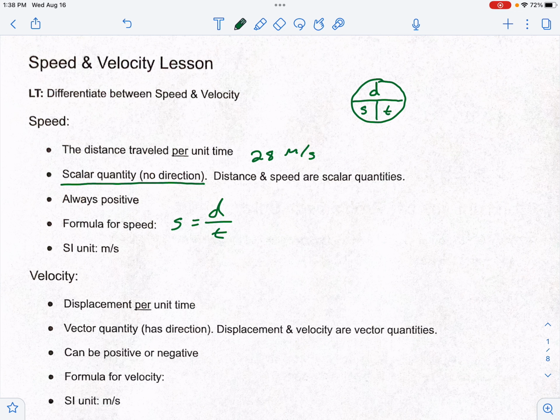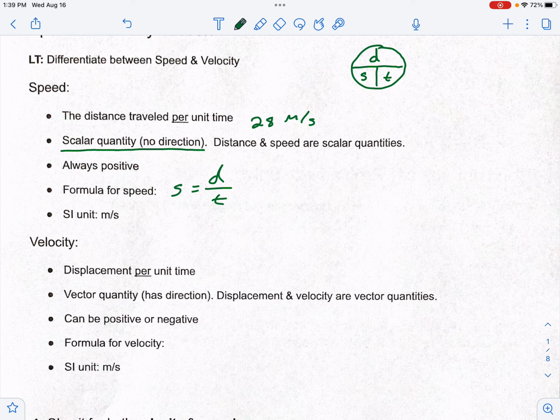So nothing new there. Now velocity is displacement per unit of time. So displacement, remember that term, that just meant where you ended versus where you started. Okay, now that is a vector quantity. So vector meaning you have direction. Displacement does care about where you ended versus where you started, so direction does matter. That's why it's vector. Since velocity uses displacement, velocity has to be a vector as well. And it can be positive or negative because you can have a positive direction or negative direction.